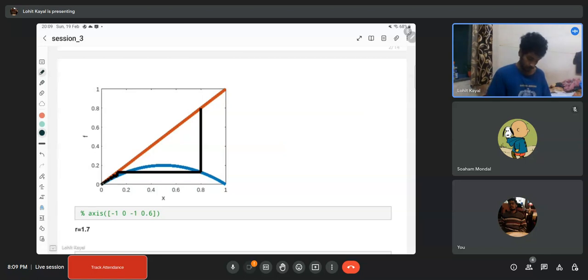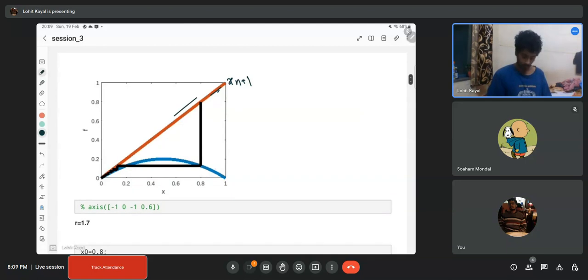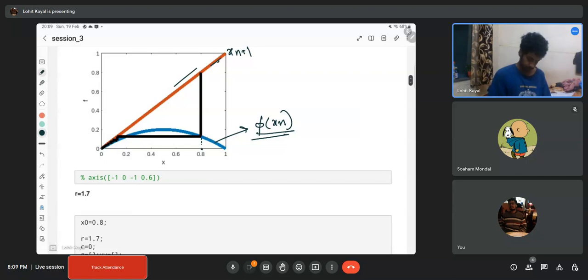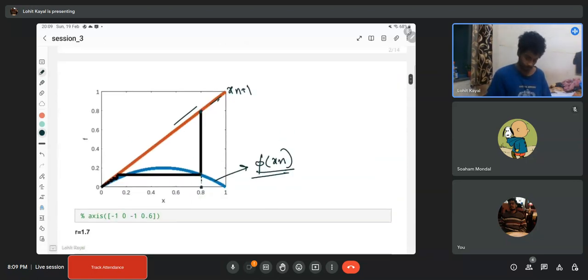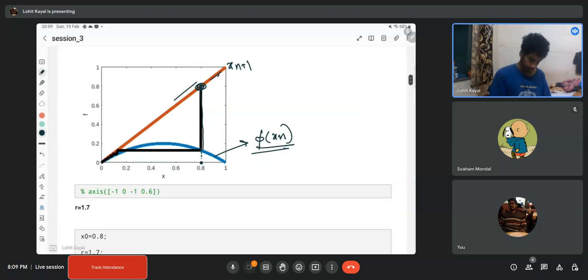So this is the straight line, this is x(n+1), and this is my phi of xn, right? At x equal to 0.8 I am starting over here. I haven't drawn the first initial line, so I should have drawn that. You can modify the code to do that. First it will go from here, then it will come down. Generally it starts from the straight line at x0, then it comes down.